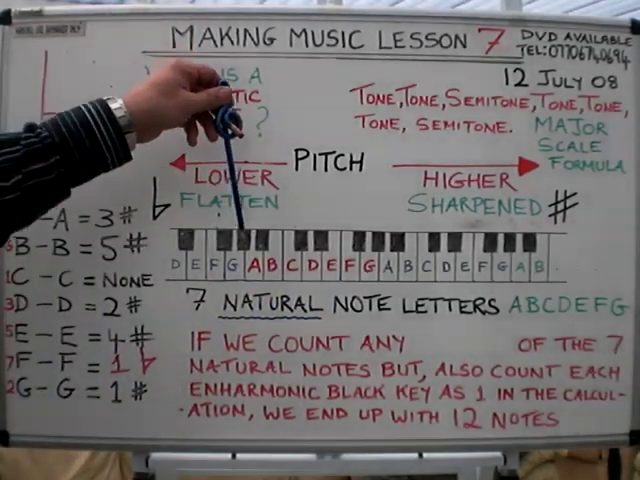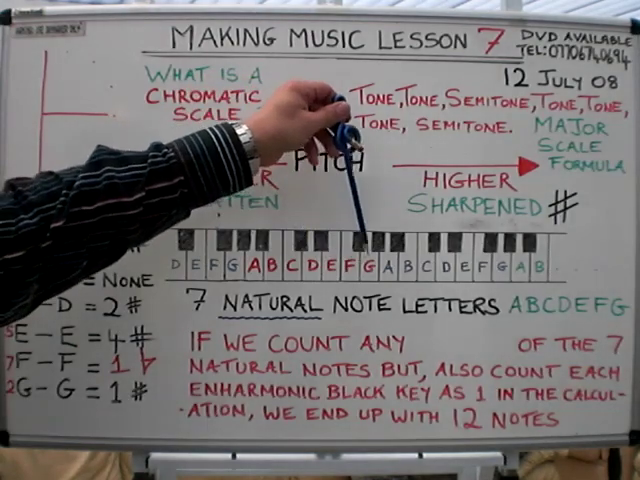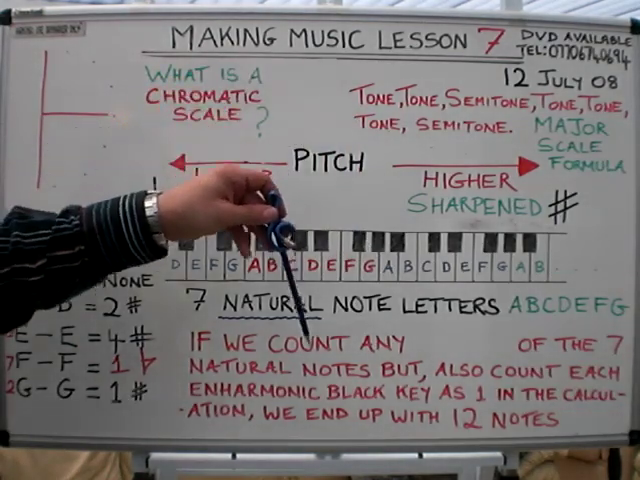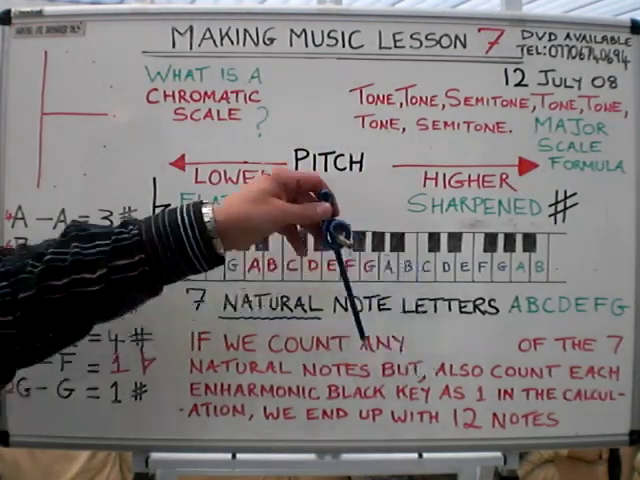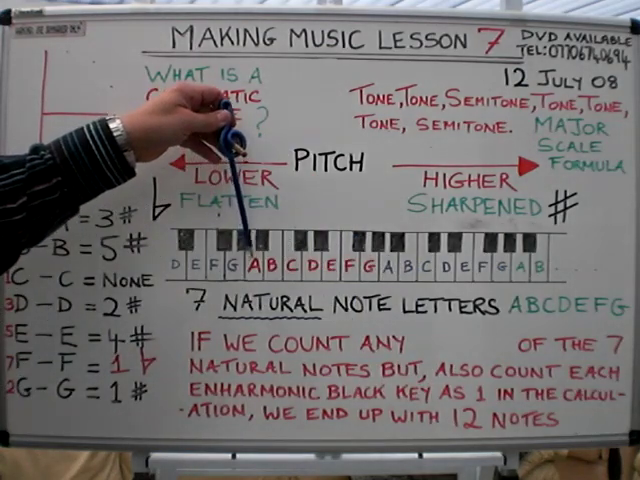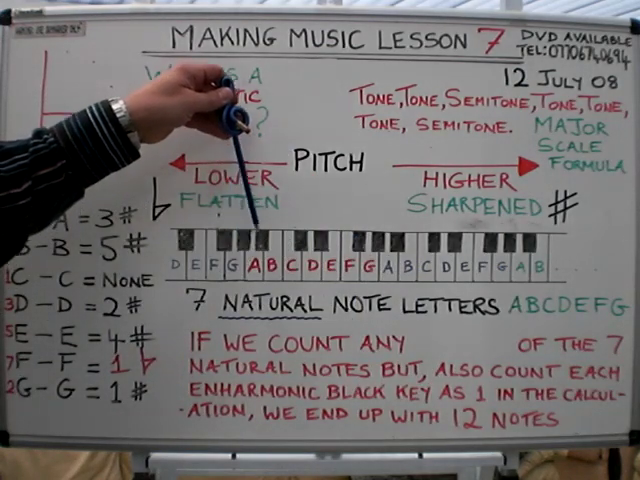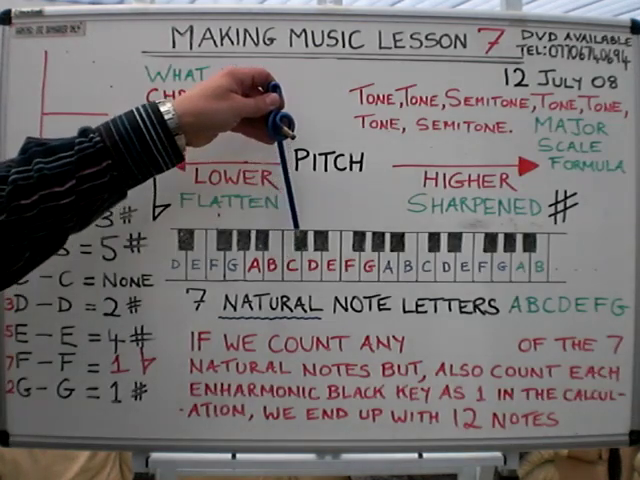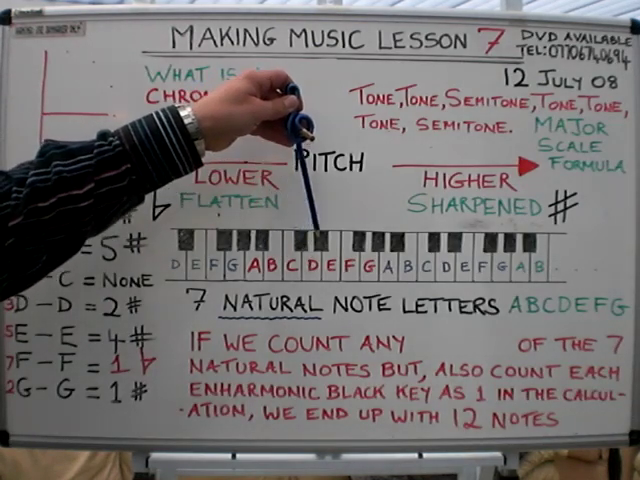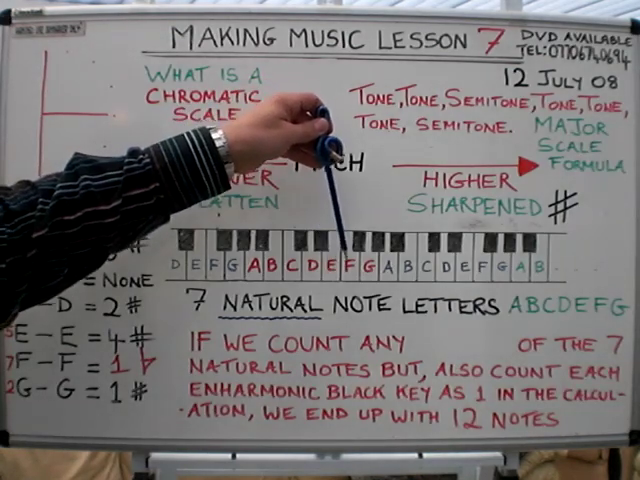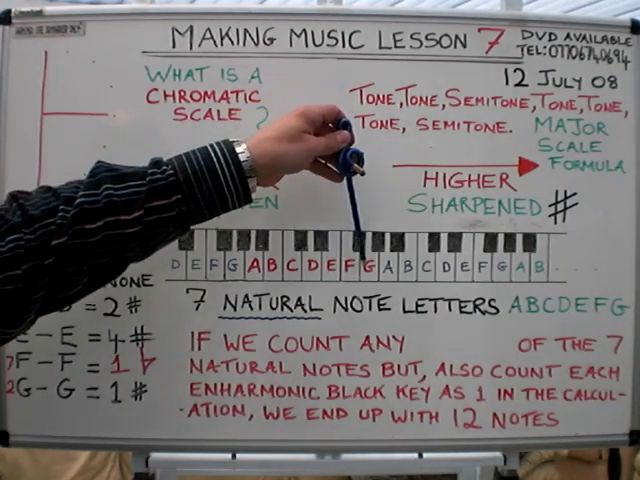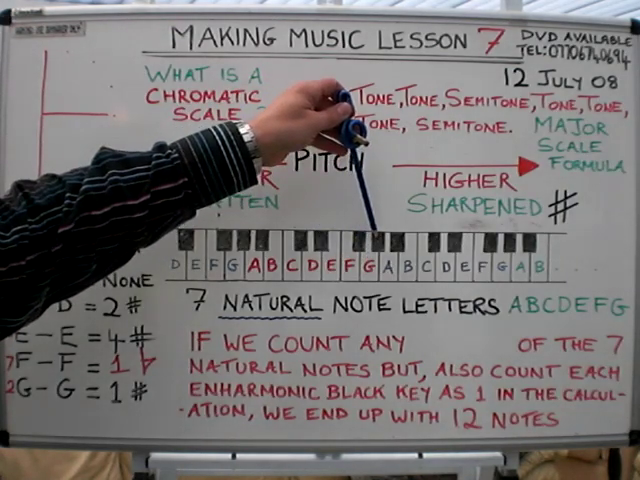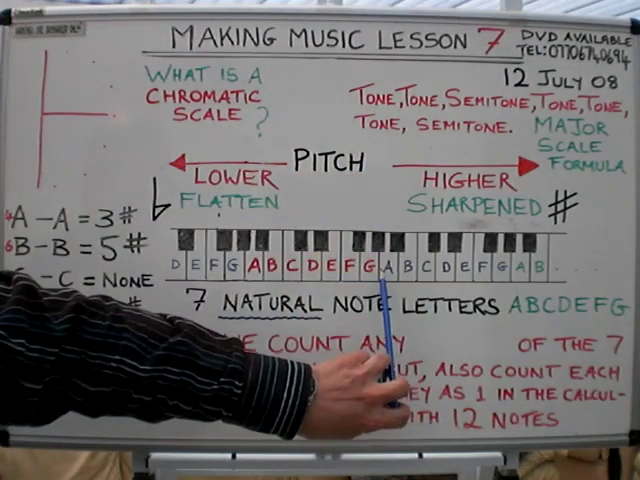So as you can see, if we count them, 1, 2, 3, 4, 5, 6, 7. But what I want to do, like it says here, is count in the black keys as 1. So I'm going to go 1, 2, 3, 4, 5, 6, 7, 8, 9, 10, 11, 12. And of course we're just back to another A.